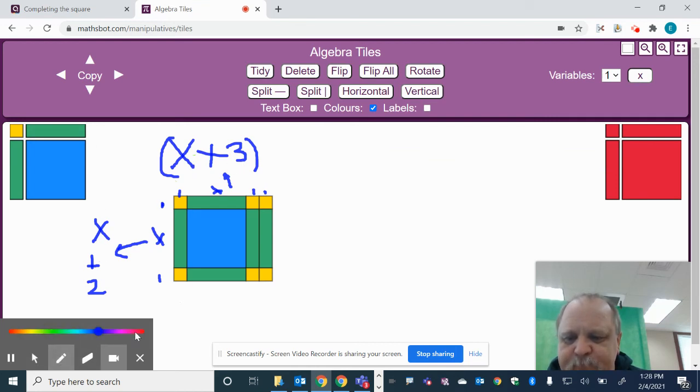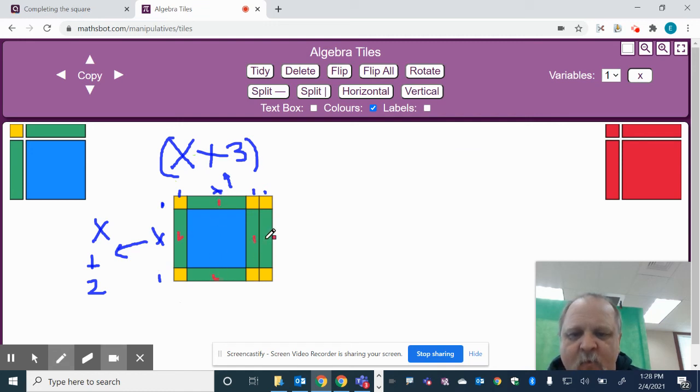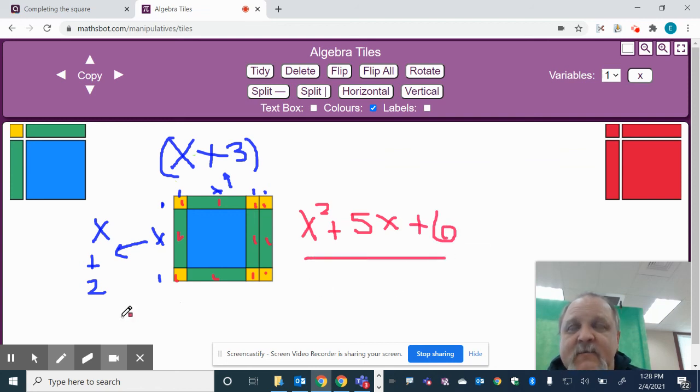Look at it. I have 1, 2, 3, 4, 5 x's. I have 1x squared. And I have 1, 2, 3, 4, 5, 6 ones. I got the same answer both ways. The difference is this one represents the area, and I'm using the x plus 3 and the x plus 2 as parts of my sides.